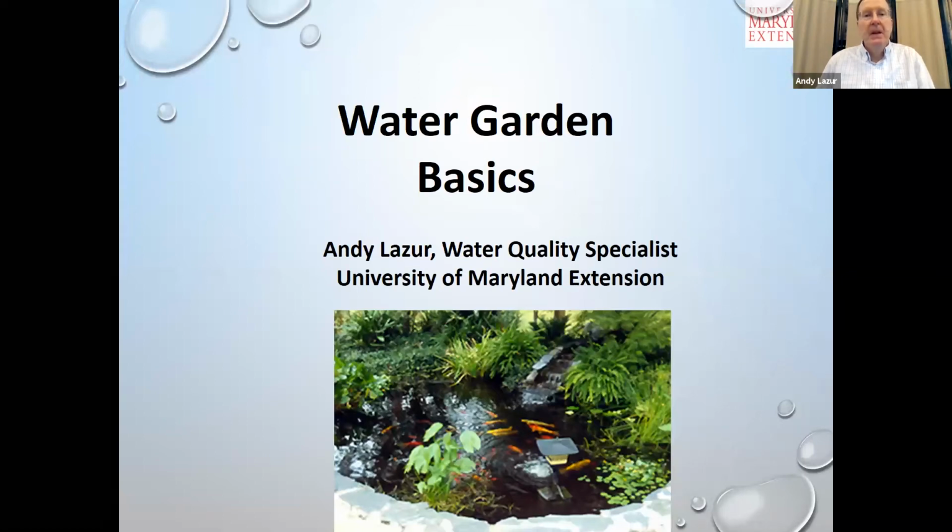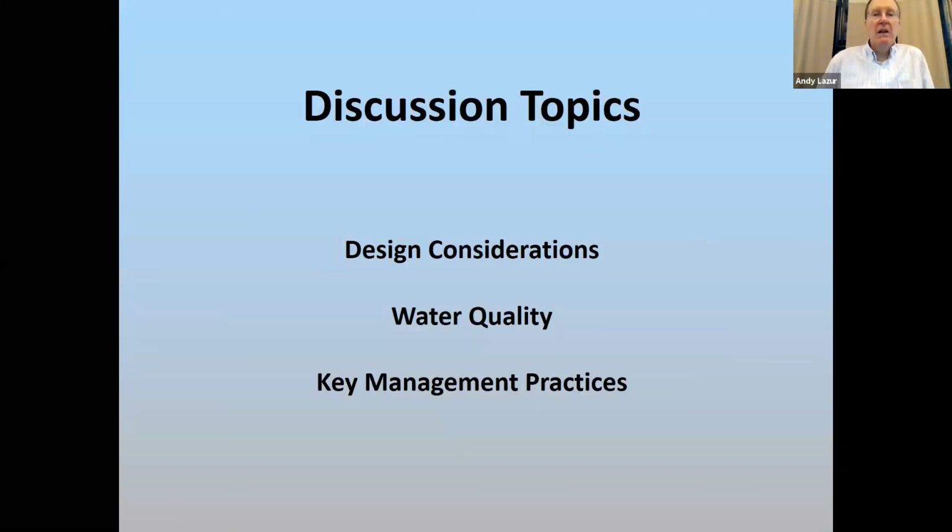So let's get started. A couple of things that we're going to talk about are design considerations for a water garden, some of those key features that you need to consider. Water quality, which is so important, particularly if you have fish in your water garden, and also to maintain the desired water clarity so that you can see your plants and fish, etc. And then talk about some of the key management practices.